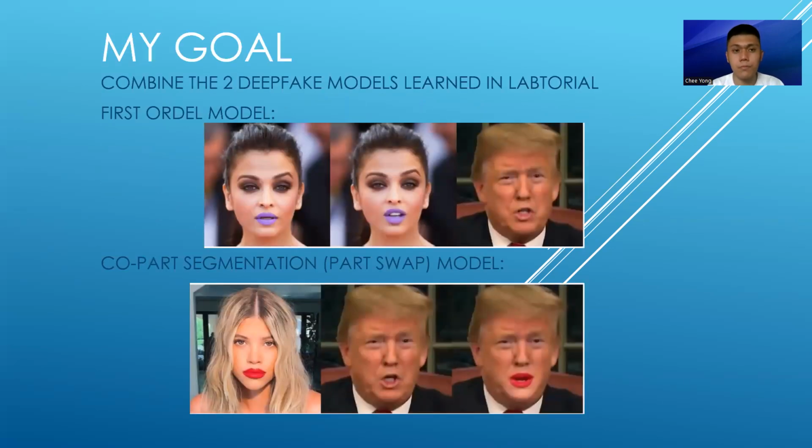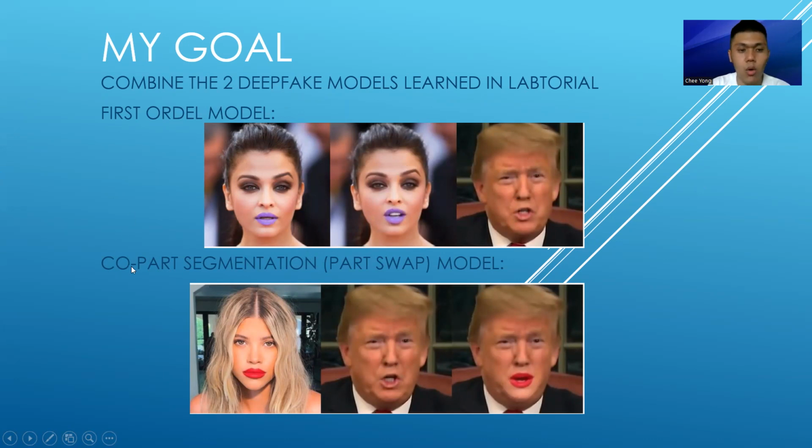So the goal of my assignment is to combine the two deepfake models we have learned in the lab tutorial. The first model is called the first order model. This model receives two arguments. The first one is the source image, and the second is the target video. And the output is that the source image will mimic the target video's movement. In this case, this woman will mimic Trump speaking.